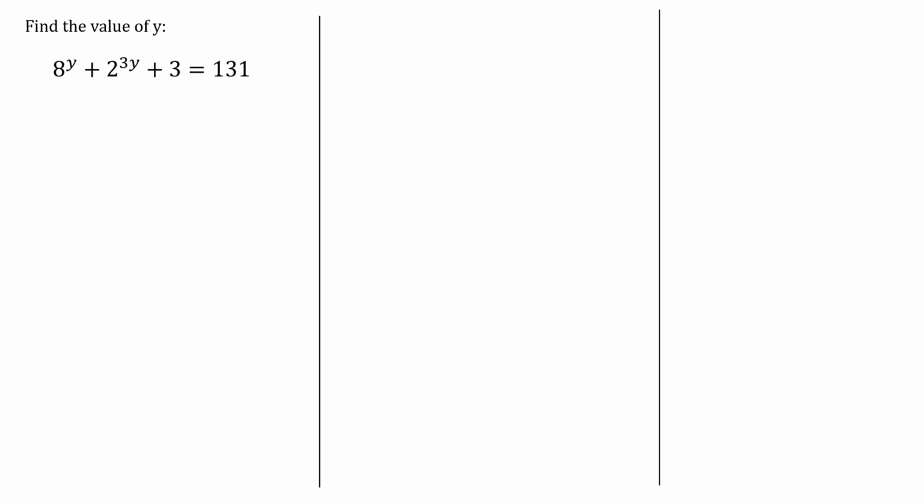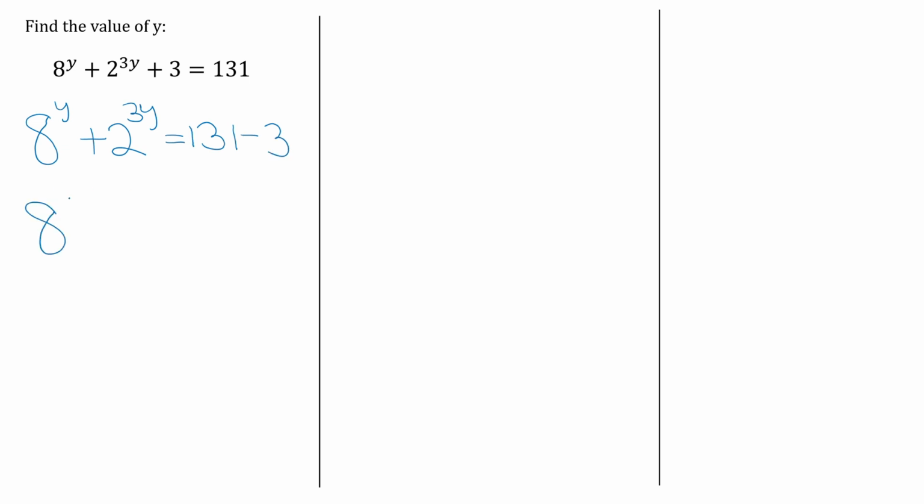In this session, we are going to solve this simple mathematical equation using basic principles of like terms and indices. To start with, we first have the like terms on one side, and then we proceed to find the value of y. That is 8 to power y plus 2 power 3y is equal to 131 minus 3.